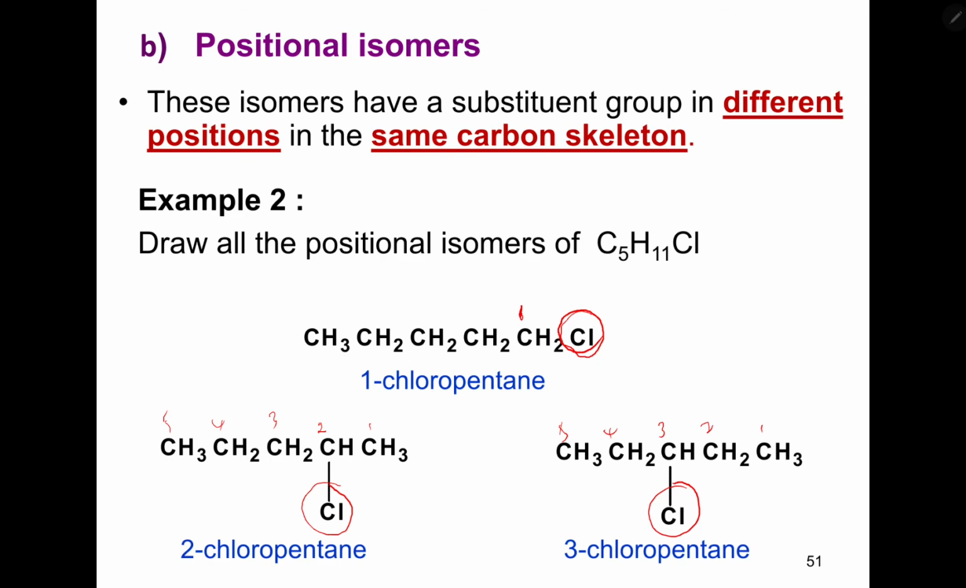So these 3 structures have the same carbon skeleton. All these three structures are pentane, which have 5 carbon atoms as the longest continuous chain of carbon atoms, but the difference is the position of chlorine that is attached to the parent chain. The position of a chlorine or functional group attached to the parent chain. So this is the example of positional isomer.